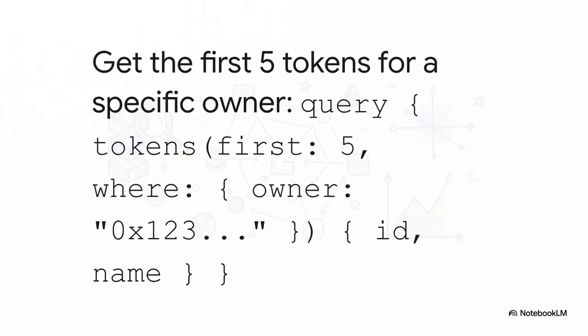Instead of writing pages of complicated code to scan the blockchain, they can just write a simple query like this. It's basically just asking in plain language, hey, find me the first 5 tokens owned by this wallet address, and all I need is their ID and name. That's it. It's super fast, super precise, just incredibly powerful.